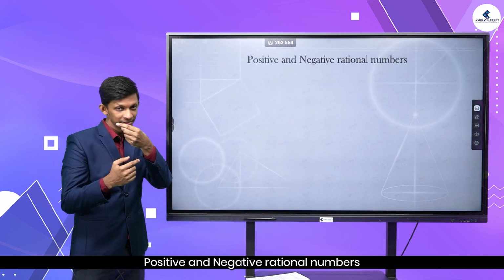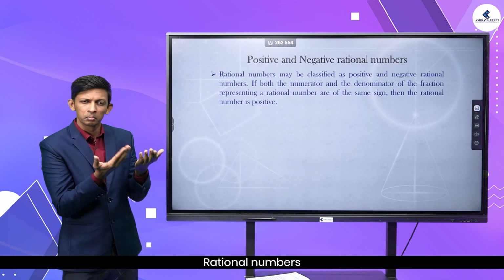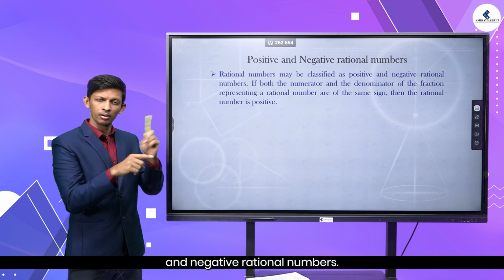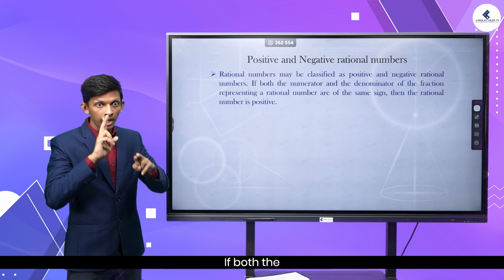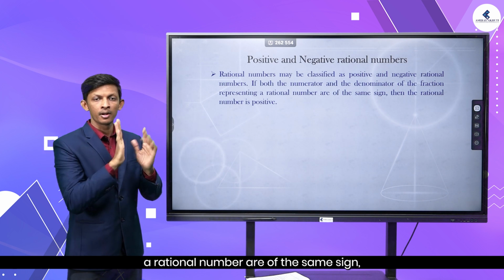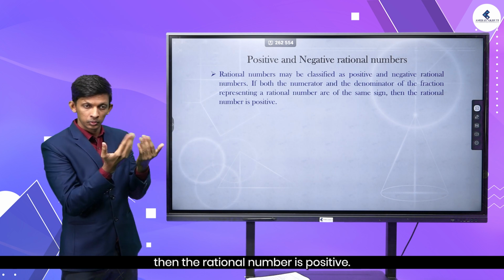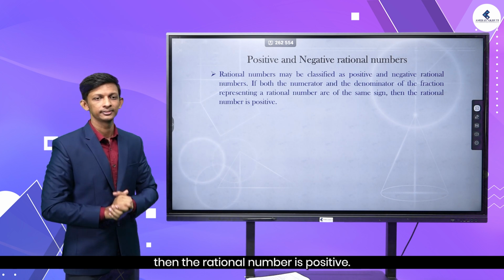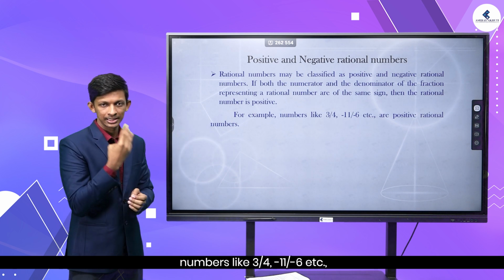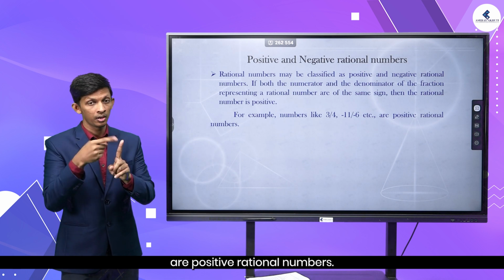Positive and negative rational numbers. Rational numbers may be classified as positive and negative rational numbers. If both the numerator and denominator of the fraction representing a rational number are of the same sign, then the rational number is positive. For example, numbers like 3 by 4, minus 11 by minus 6, etc. are positive rational numbers.